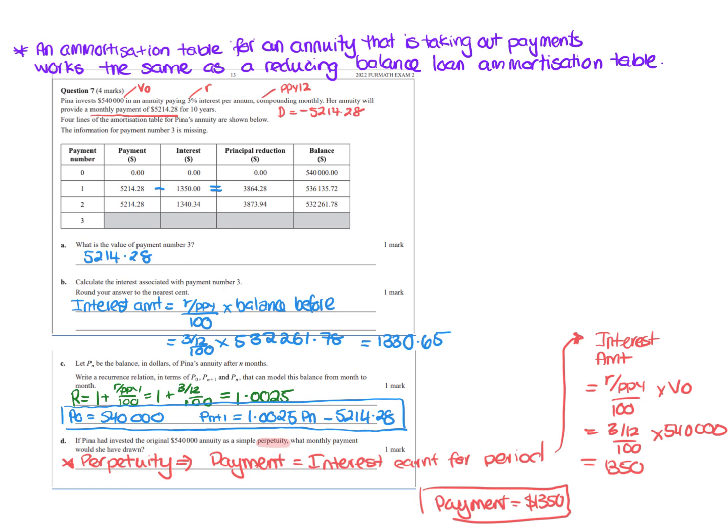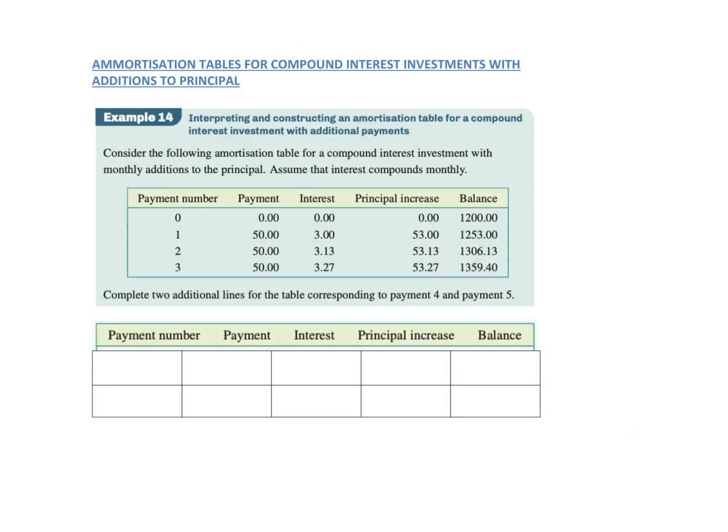And just to take note, the last question down here, question D, starts talking about a perpetuity, which is something we're going to learn later on. But you could just copy down the notes here so that we have a copy in our notes. So an amortisation for a compound interest investment with additions to the principal.